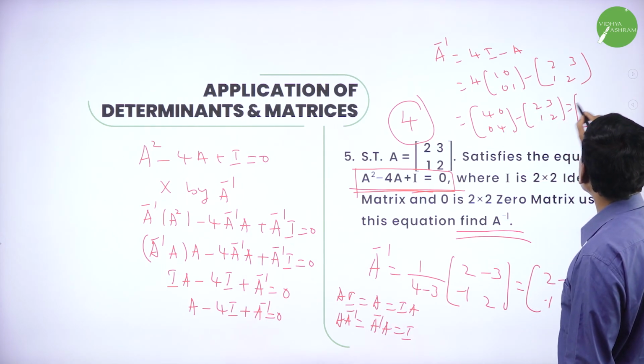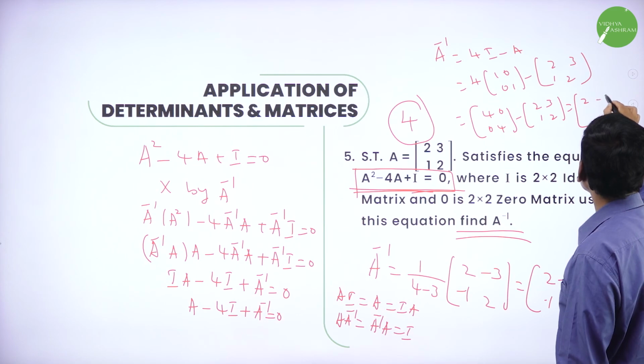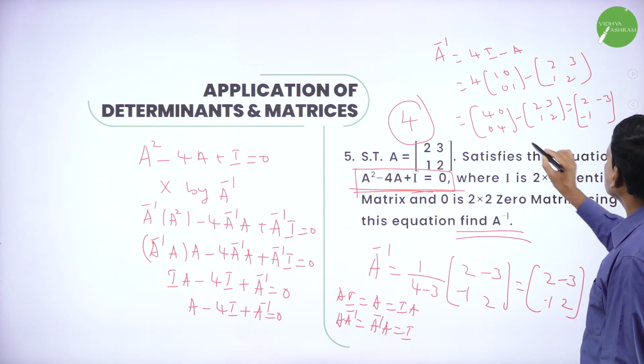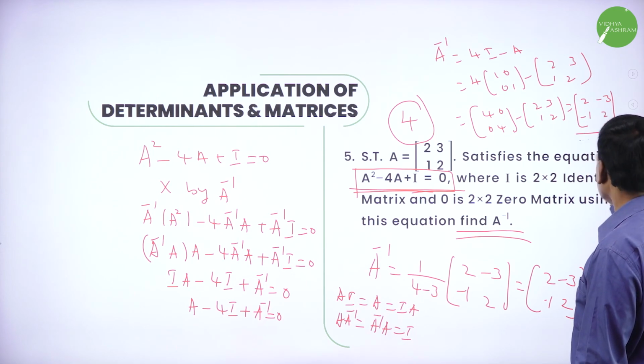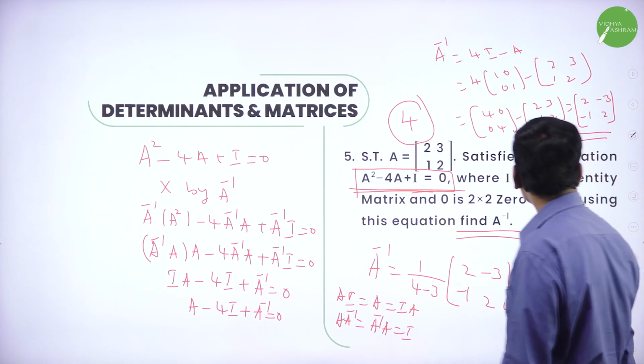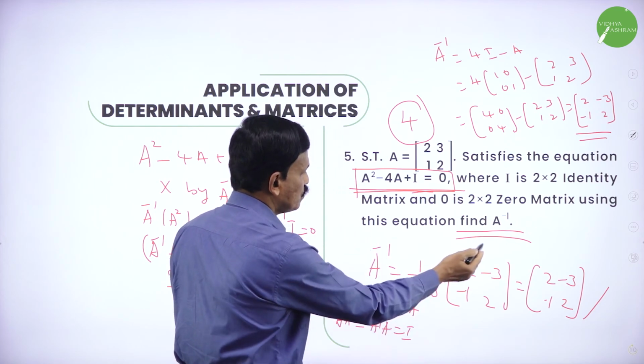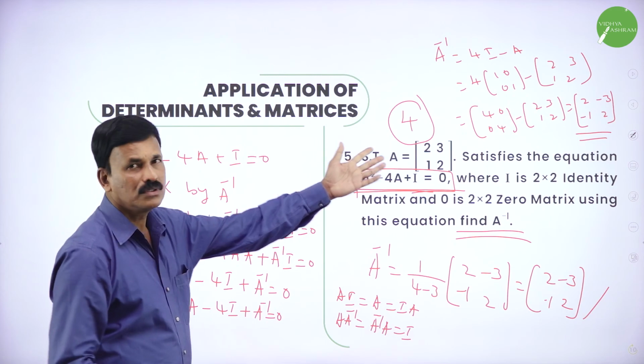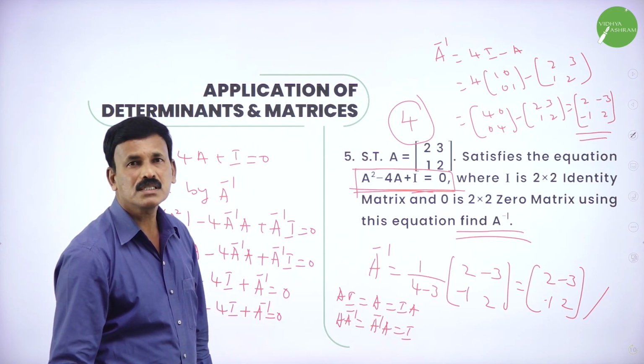4 minus 2 is 2. 0 minus 3 is minus 3. 0 minus 1 is minus 1. 4 minus 2 is 2. See here: [2, -3; -1, 2]. So without doing the adjoint method, we should find the inverse this way. This is the method. That's all.